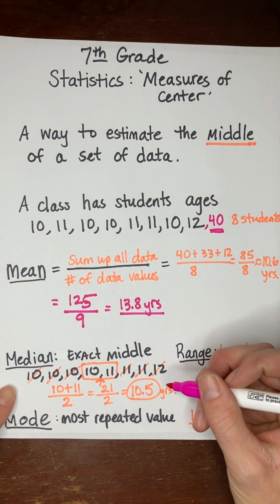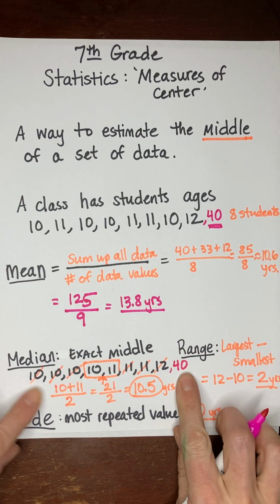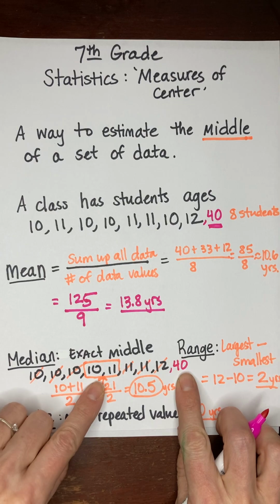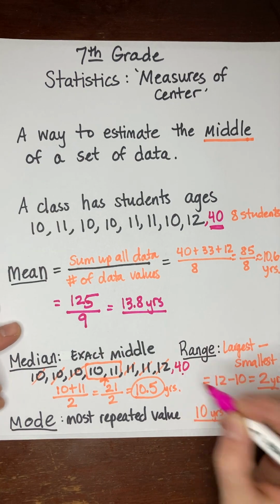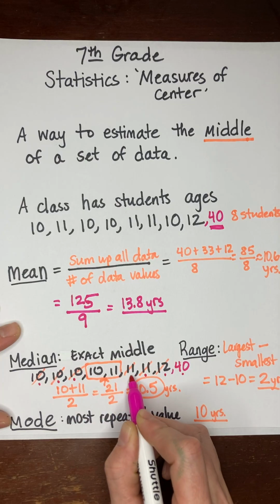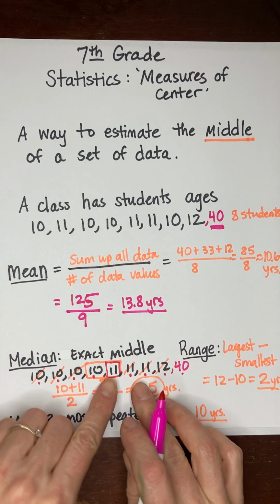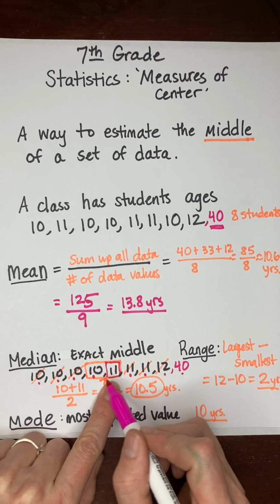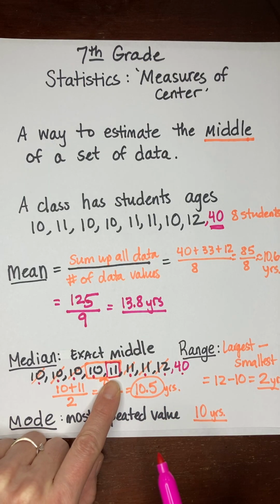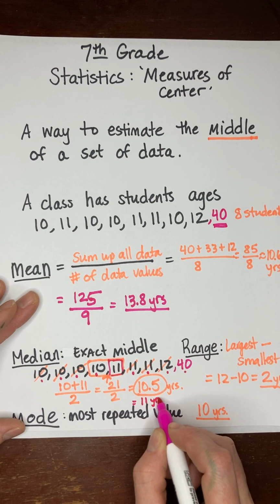However, the median and mode are not. So if I were to add the 40 here, this might change where my middle is, right? So let's see, I'm going to do a dot. Let's cross those off. Dot, dot, dot, dot, dot, dot. Okay, and now this 11, it's no longer sharing the middle with the 10. It's actually in the middle all alone. So our median would become 11 years.